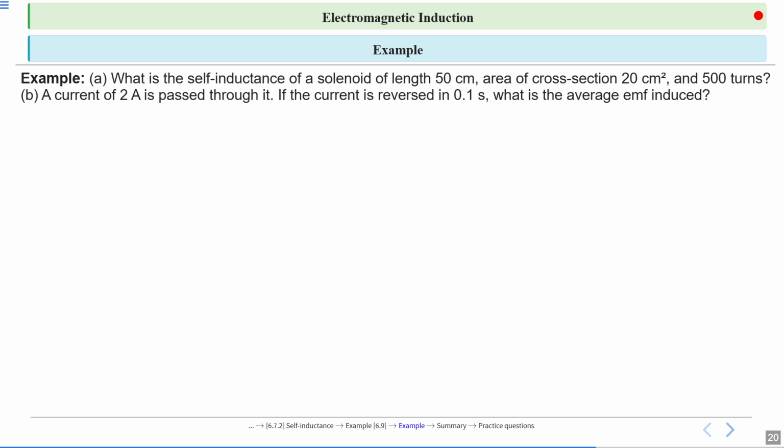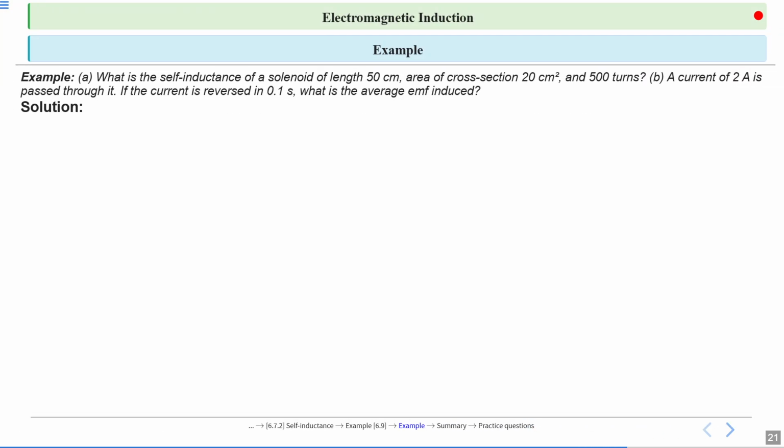Okay, so another additional example is there. Part A: what is the self-inductance of a solenoid of length 50 cm, area of cross section 20 cm squared and 500 turns? Part B: a current of 2 ampere is passed through it. If the current is reversed in 0.1 second, what is meant by reversed? It means the magnitude remains the same but the direction of current is changed. What is the average EMF induced? So let's see the solution.